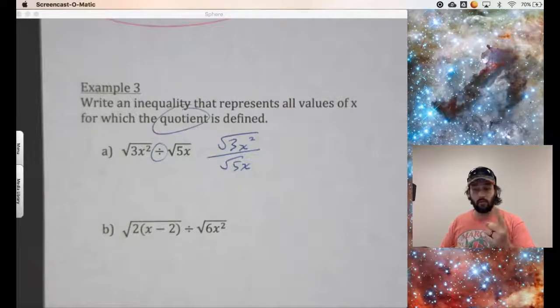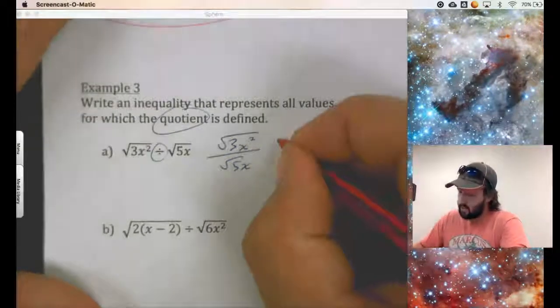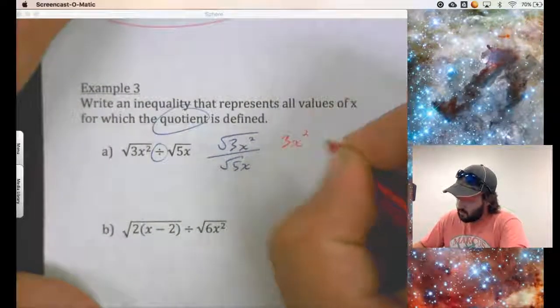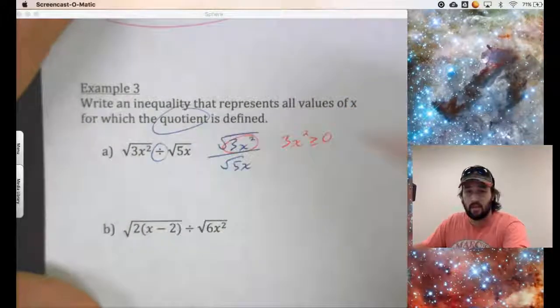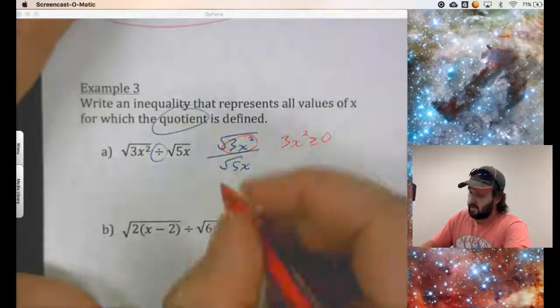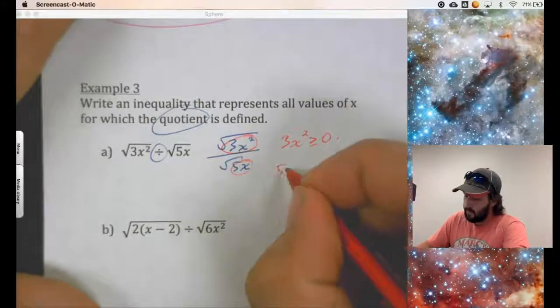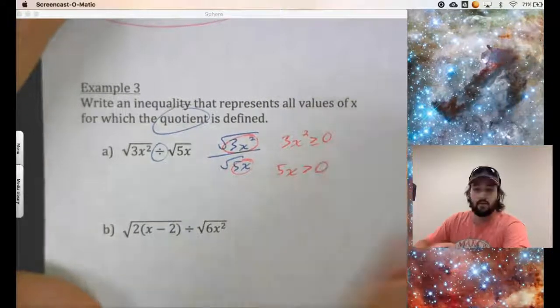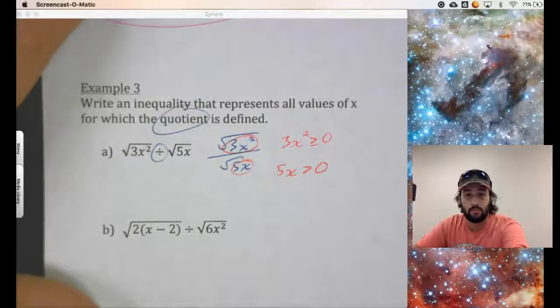We have the first being we cannot divide by 0. We also have that we have to take the square root of positive numbers. So what that means, 3x squared has to be greater than or equal to 0, right? I have to be taking the square root of a positive number. This 5x has to be strictly greater than 0. It cannot be equal to 0 because you cannot divide by 0.